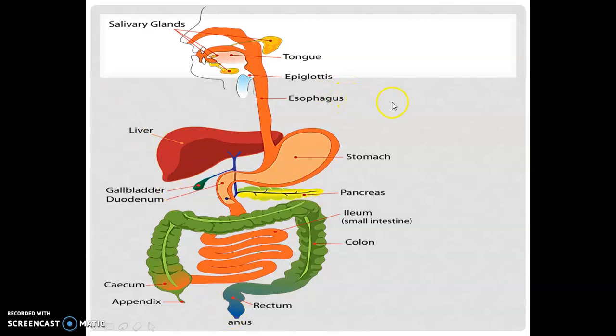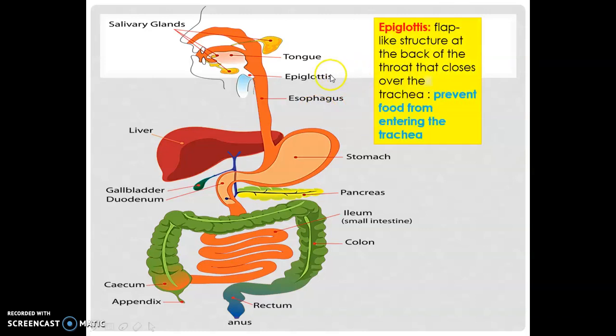Before I talk further about each of the structures, I would like to introduce the epiglottis. The epiglottis is a flap-like structure at the back of the throat that closes over the trachea to prevent the food from entering into it. Because the trachea is the pathway for air to enter from the nose to the lung, we don't want the food to get stuck in the trachea and cause difficulty in breathing.